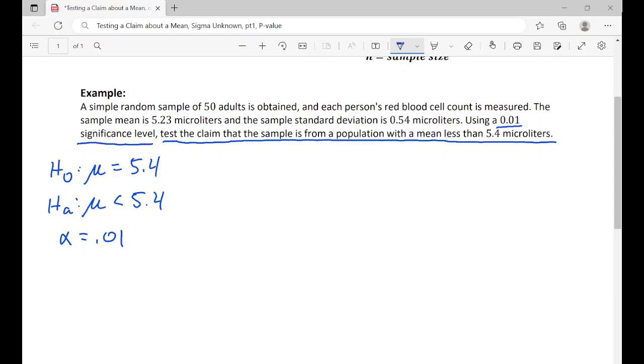We can go through and pick out some of the other stuff from the question. We see that we have a sample mean, so our x bar is 5.23. And we have a sample standard deviation S of 0.54. We also have a sample size N of 50 adults. So that's all the information we have. So let's bring up our calculator and let it do the work for us.